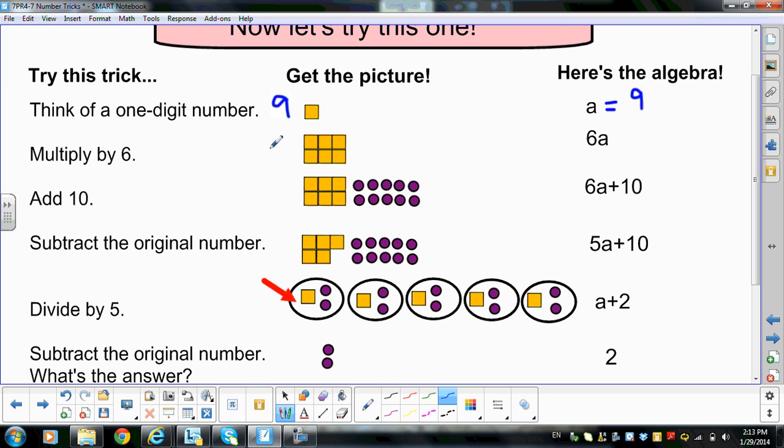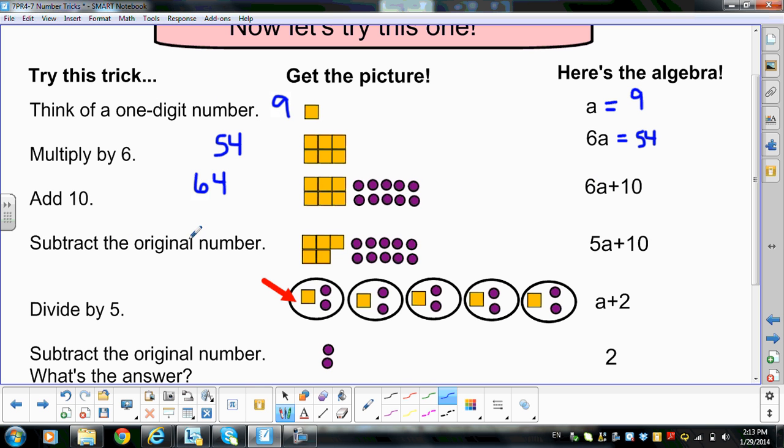So let's multiply it by 6. 9 times 6, so 9 groups of 6 gives me 54. If I look over here, 6 times my number, which is 9, is going to be 54. Now, I'm going to add on 10 to that, so now I'm at 64. And you can look at the pictures, the drawings, and the algebraic equation over here if you want to follow along with that. I'm just going to kind of go with my rules.